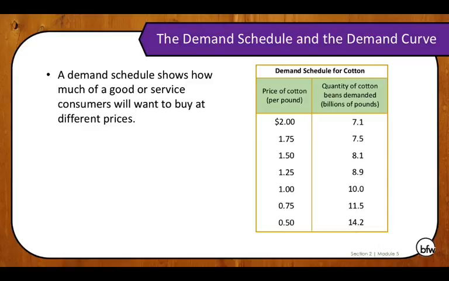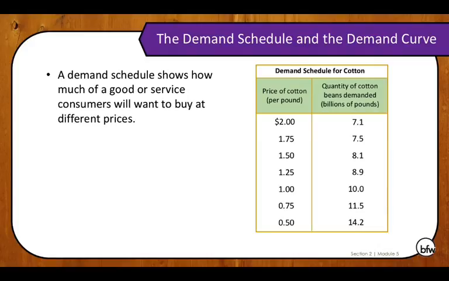And finally, to be meaningful, the demand schedule must have a period of time associated with it. So in this case, this is the number of pounds of cotton that can be produced in a week, or the number of pounds that will be demanded in a week. Keep this table handy in your notes because we are going to return to it when we discuss supply curves.